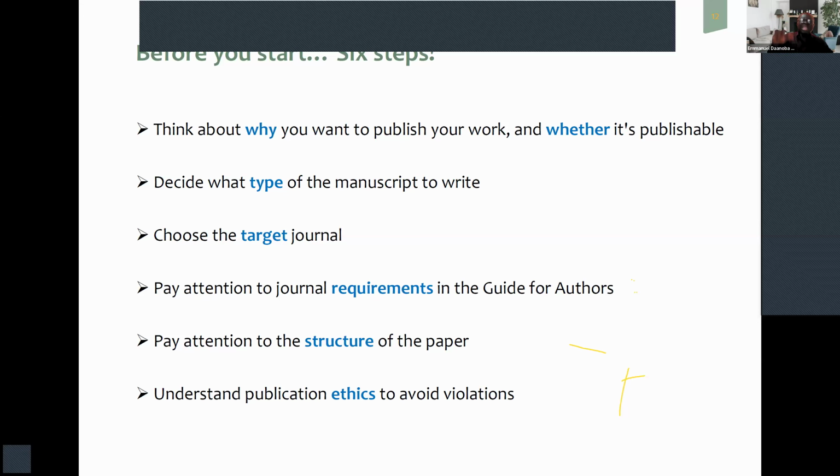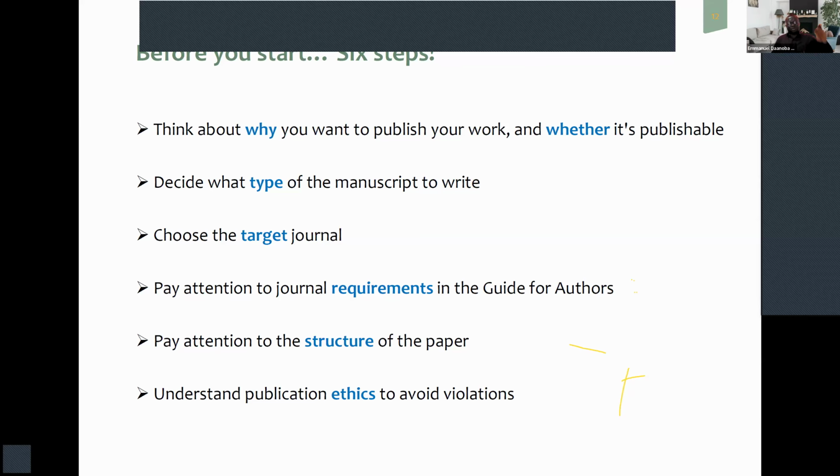Now decide what type of manuscript to write. Should it be a review? Should it be original research? Should it maybe be a discussion? Should it be a comment? There are several types of papers or manuscripts you can write for publication.